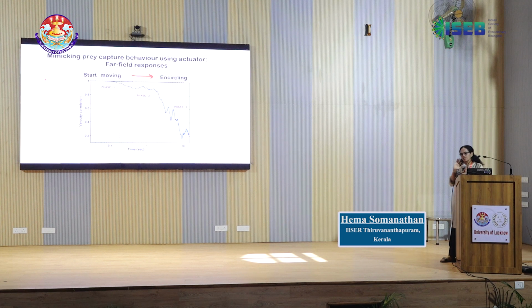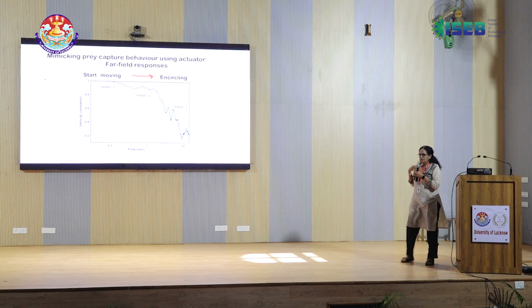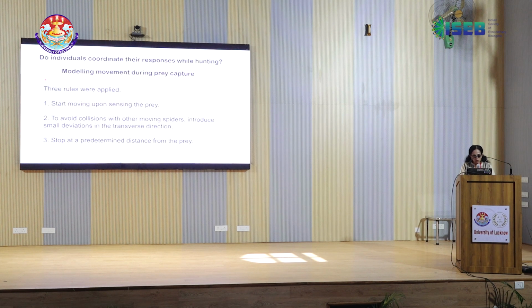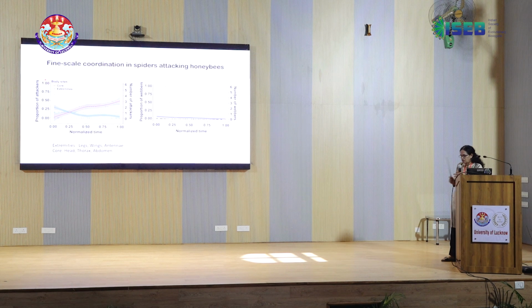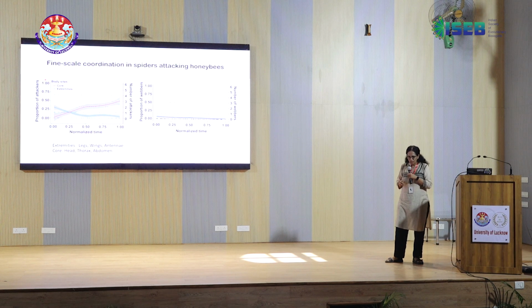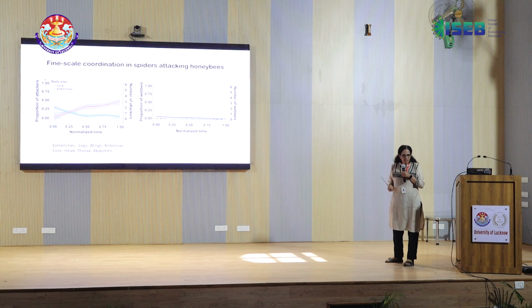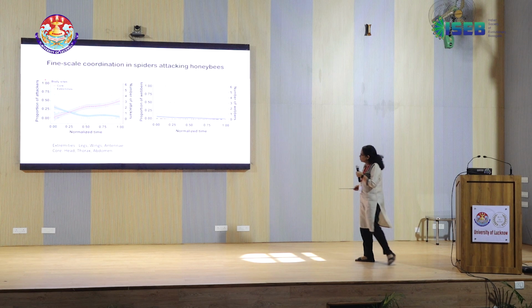So finally, we looked at the next stage: once the spiders are on the prey, how do they actually distribute themselves and perform tasks? I will skip through this model because we also modeled this whole thing, and I will take you to this experiment. Here, when the spiders are on the prey, we looked at the behavior of individuals: where do they go, whether they catch hold of the wings or the legs or the antennae, or the abdomen, the head, the thorax and so on.